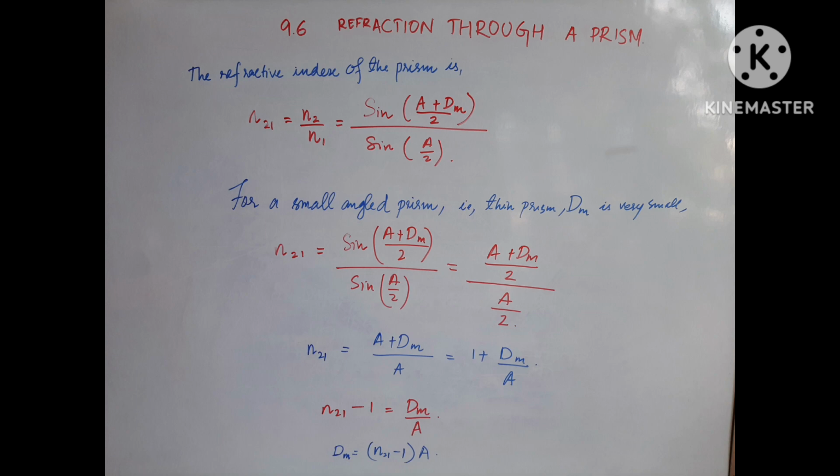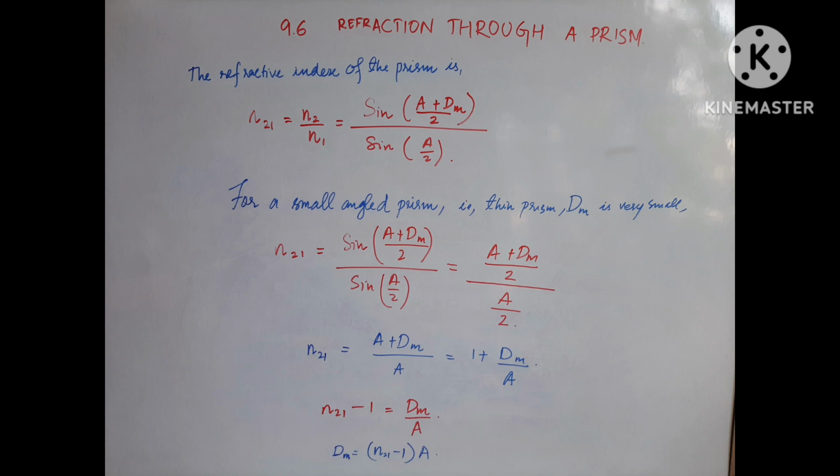Here we also consider the deviation by a small angled prism, where sin theta is equal to theta. So sin of A plus dm by 2 is equal to A plus dm by 2, and similarly sin A by 2 is equal to A by 2 itself. So n21 is equal to A plus dm whole divided by A. A by A cancels and dm by A remains, so we get 1 plus dm by A. So n21 minus 1 is equal to dm by A. Therefore, dm is equal to n21 minus 1 into A for the small angled prism.